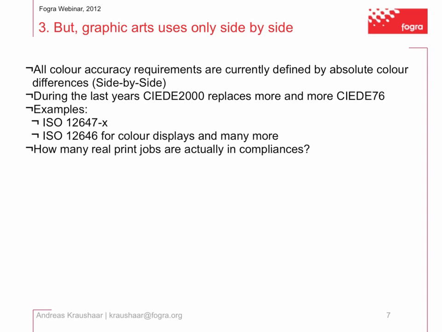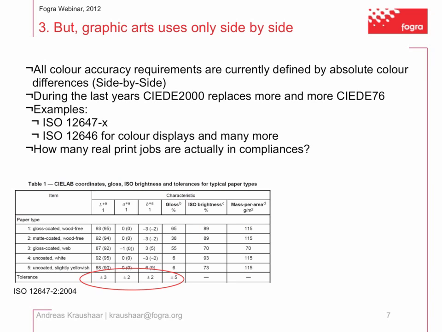But how many real print shops are actually in compliance? If all of you who actually run a press check the ISO standard here, 12647-2, and you see the tolerances for the paper, how many print shops do you think are actually in conformance to those criteria, with the white points defined in 1996, where this standard was published, and those values were not changed in the revision of 2004?